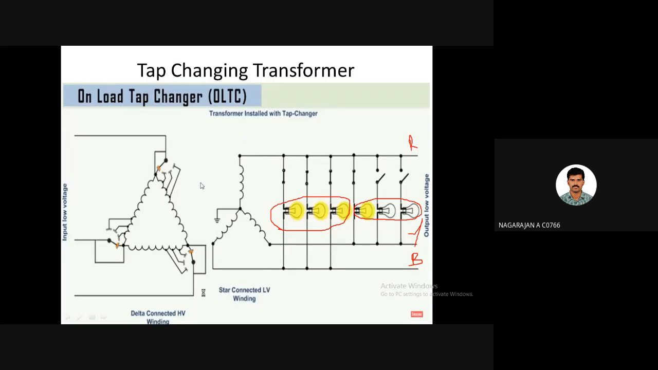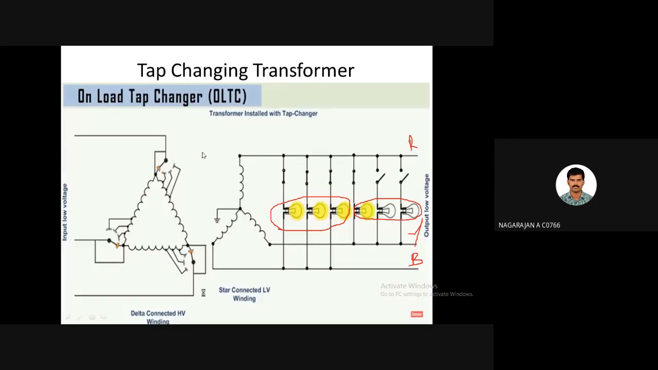Okay, and one more thing. If you connect the tappings at the low voltage side, the current magnitude will be very high. That is, when you change the tap, it will lead to a huge amount of current passing through the load, which is undesirable. Load should be receiving the current at a particular rate. The rated voltage and rated current alone should be passing through the load. Okay, if current is passing at a very high value, protective devices will come into action.